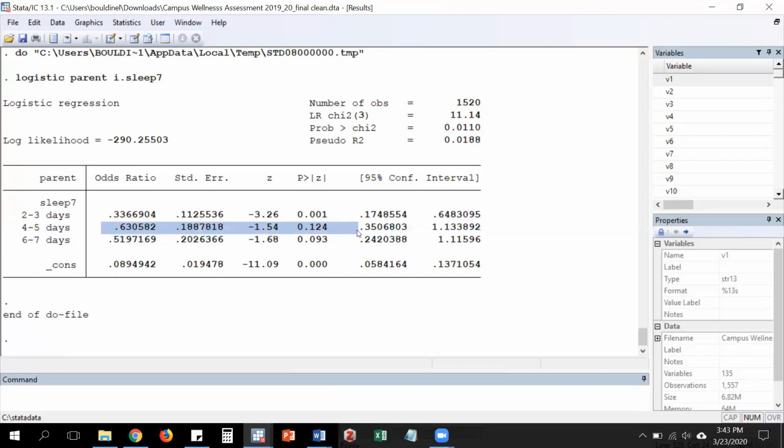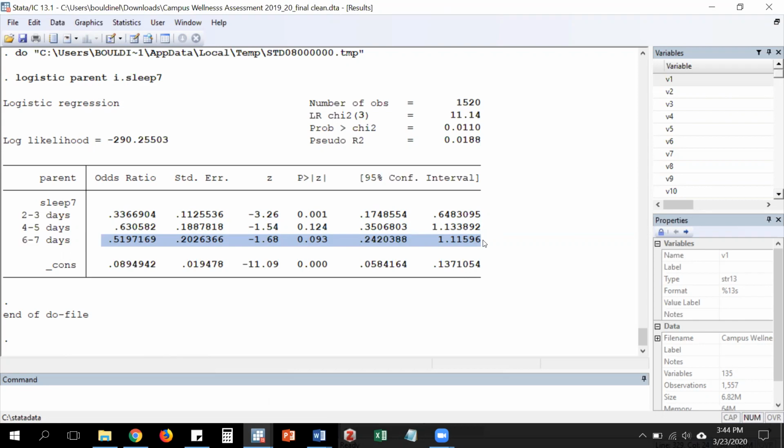This next one is saying that for students who got 7 to 9 hours of sleep on 4 to 5 days in the past week, compared to those who got 7 to 9 hours on 0 to 1 days, so same reference group, those students with 4 or 5 days have 0.6 times the odds of being a parent. That category is not statistically significant. And then the last one here is for students who got enough sleep on 6 or 7 days versus 0 to 1 days, they have 0.5 times the odds of being a parent. Also not statistically significant.